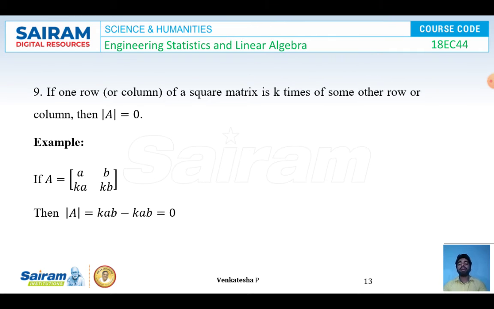Property number 9: if one row or one column of a square matrix is k times some other row or some other column, then the determinant of the matrix will be equal to 0. So I'm taking a matrix A, A, B, and the row 2 is given by the constant multiple of the first row, that is kA, kB. After expanding this matrix by using determinants, I got the determinant of A is equal to kAB minus kAB. The answer is 0.